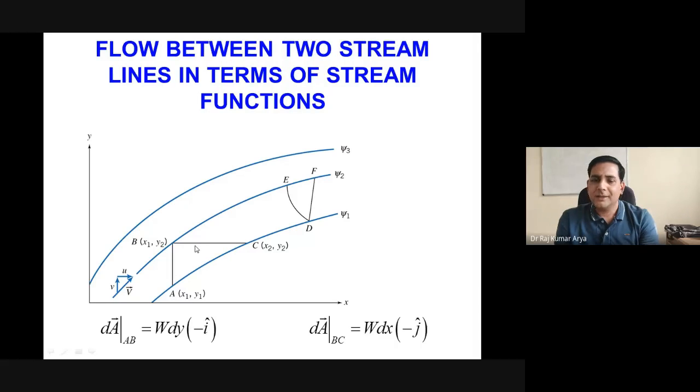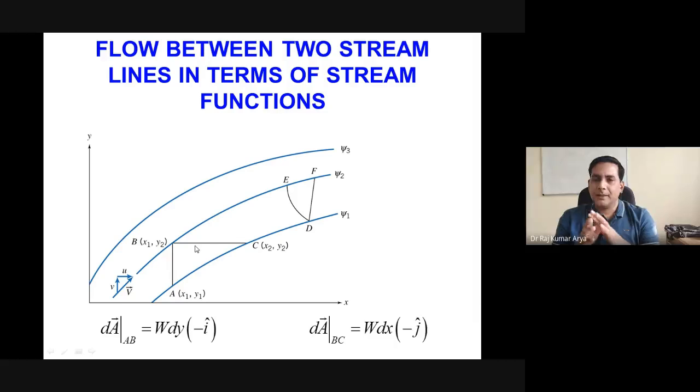Right? So you got the dA. Now, once you know the dA, how would you calculate the flow rate? To calculate the flow rate, you just calculate V dot dA, right? You do that only, to calculate your volumetric flow rate.